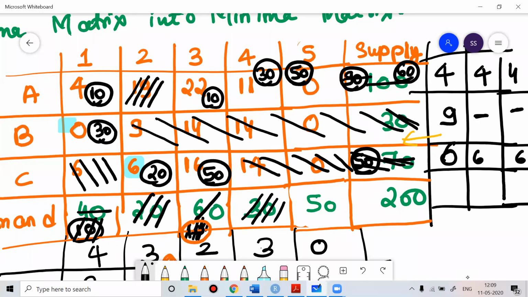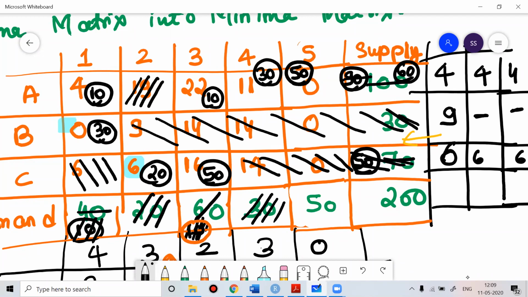So 10 plus 10, 20, 20 plus 30, 50, 50 plus 50, 100, correct. The second row should be 30, correct. The third row should be 70. So 50 plus 20, 70, correct. So once you're done with this, this is the final data you'll get after your allocation.